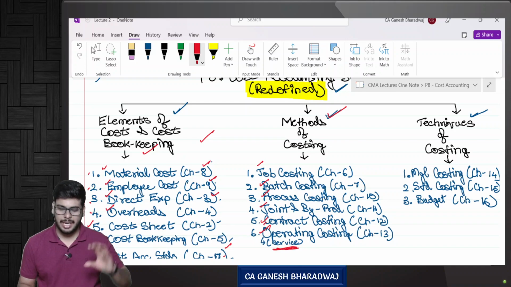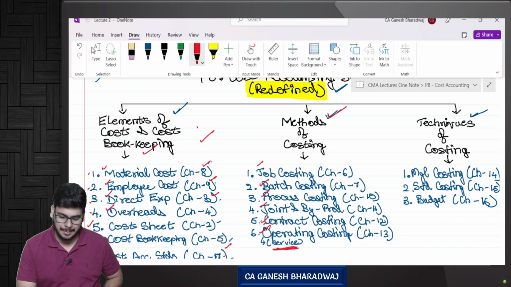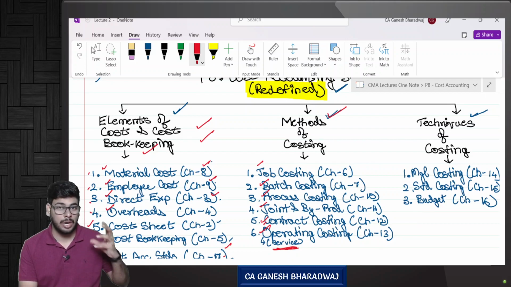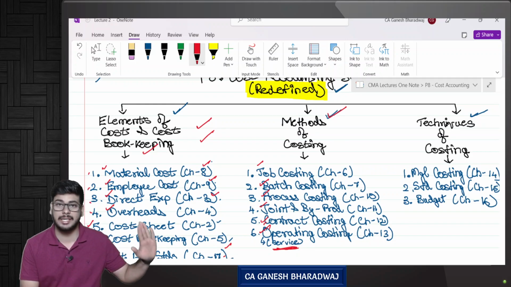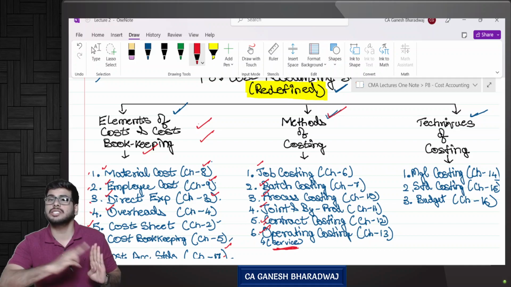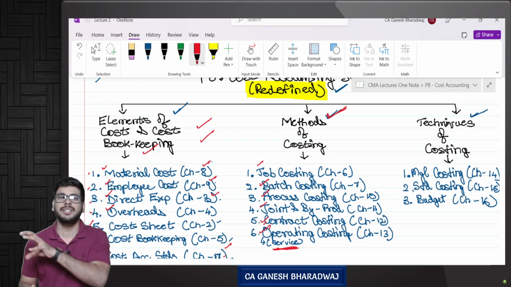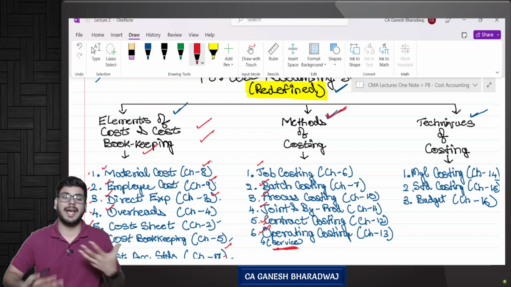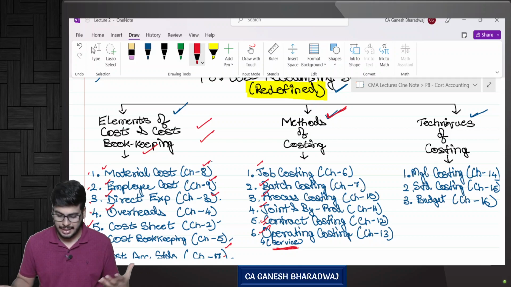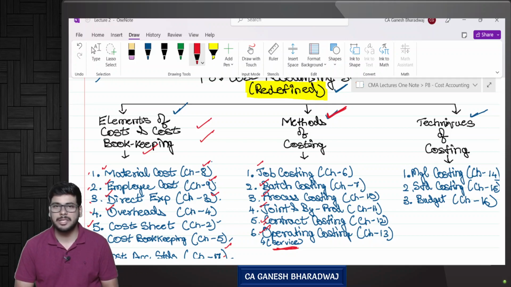So basically, applying whatever concepts we learned in the first category and customizing them to each and every sector is what is covered under methods of costing. So sector wise cost accounting, where certain unique aspects can develop in each of these sectors, is what gets covered under methods of costing. Are you clear with this? Yes. And then what is the third part?